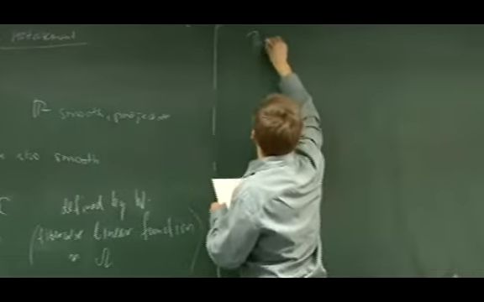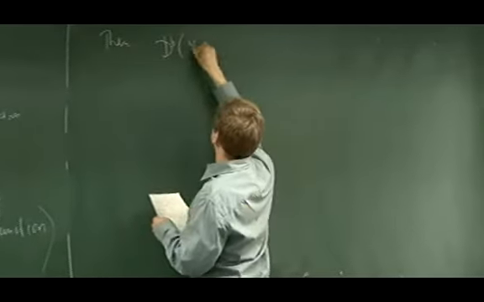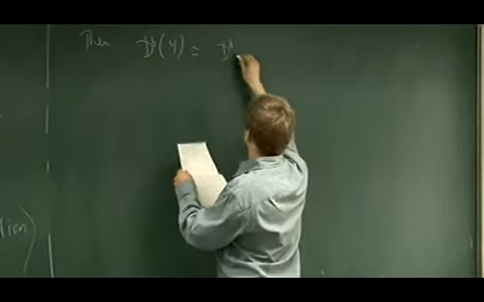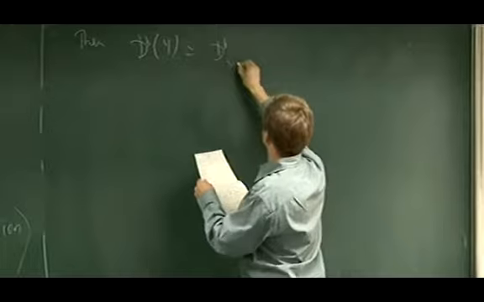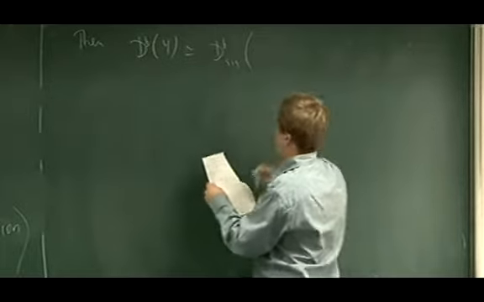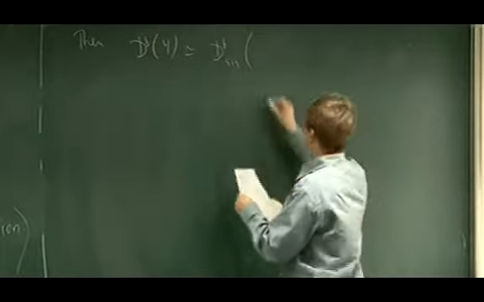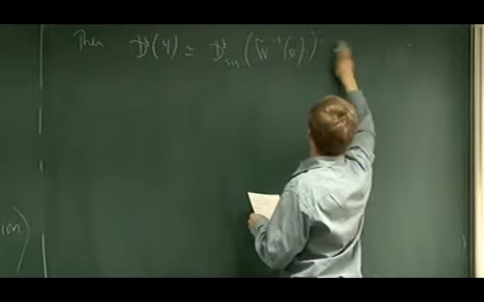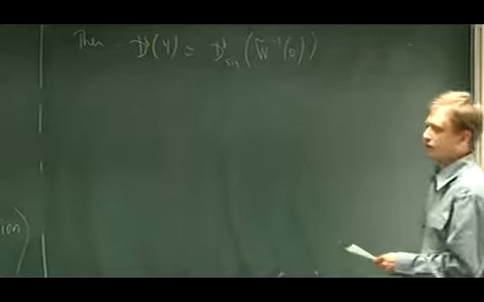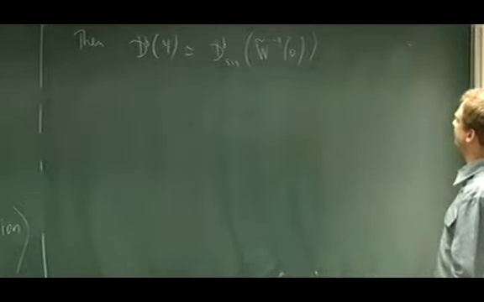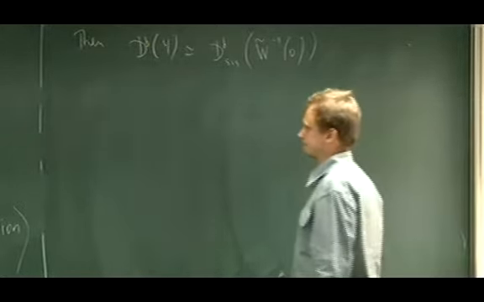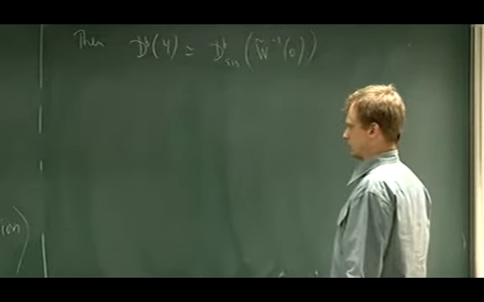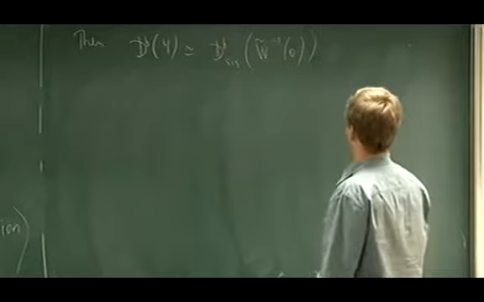Then, the derived category of sheaves on Y is equivalent to derived category, again, singular derived category of W tilde inverse of 0, the 0 level of this function. Okay.